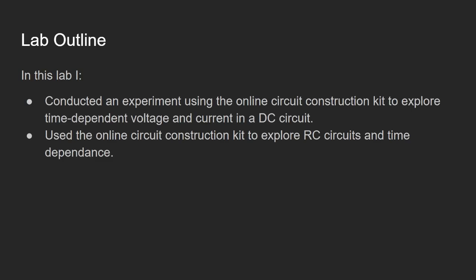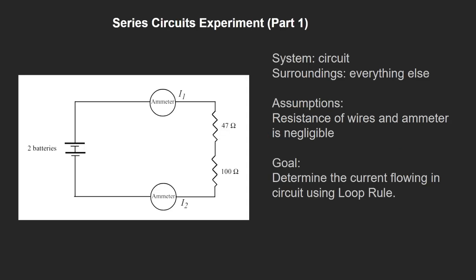So for an outline of the lab, I conducted an experiment using the online circuit construction kit to explore time-dependent voltage and the current in a DC circuit, and to explore RC circuits and time dependence. For the first part of the experiment about series circuits, the system is the circuit, and the surroundings are everything else. In the picture you can see the circuit here.